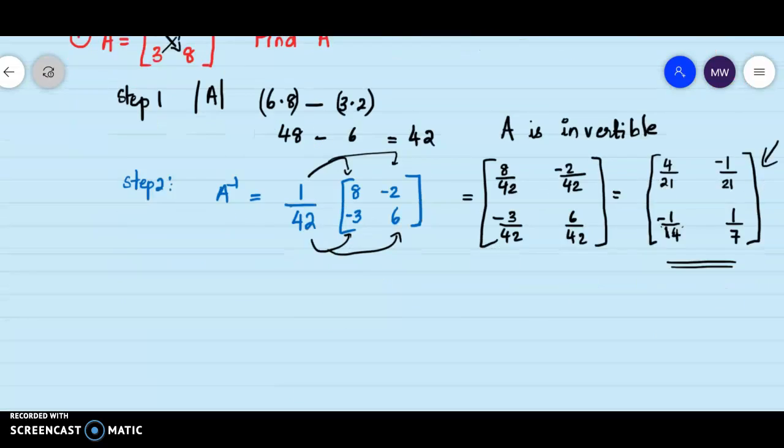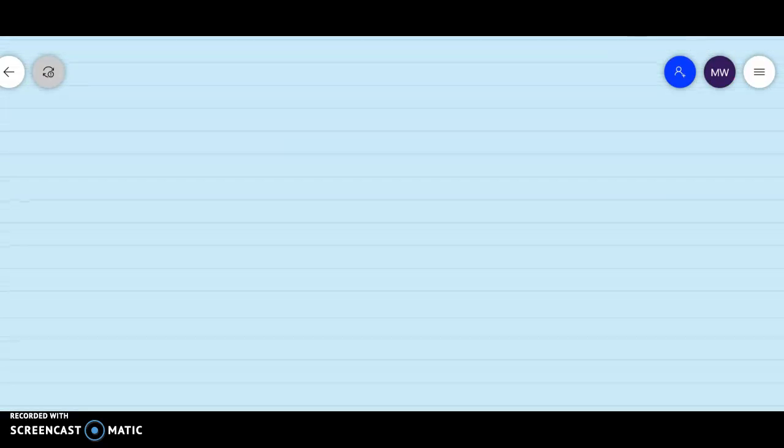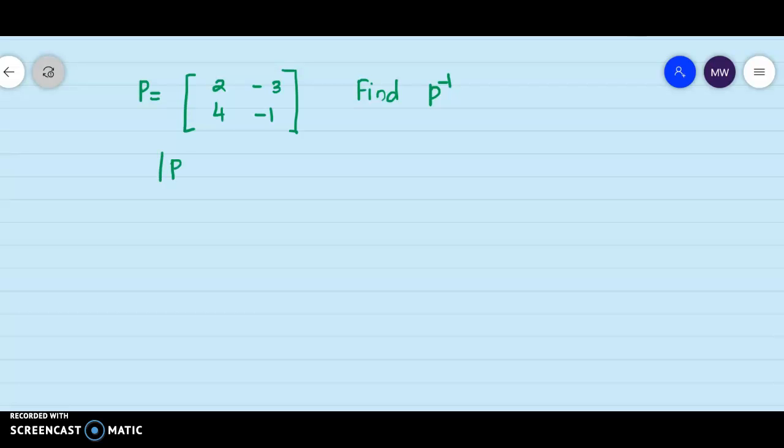Let's do one more example. Let's say matrix P is given to be, elements are 2, negative 3, and 4, negative 1. We have to find P inverse. So first step, we have to find the determinant of the matrix, determinant of P.